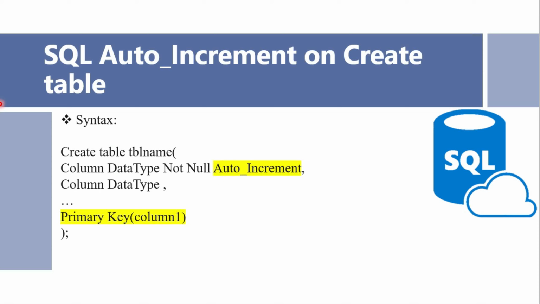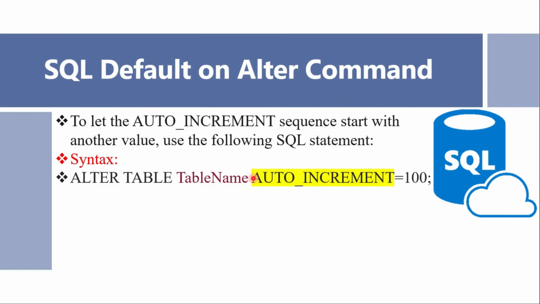As with all constraints, we need to specify auto increment after the column, and that column must be a primary key. We mention the primary key at the end of the column definitions, and we mention auto increment after the data type of that column. And here we need the alter command. That means the auto increment sequence starts with 1.